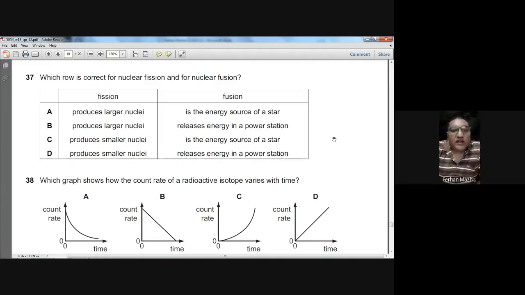It produces smaller nuclei. But in fusion, the opposite happens. Two small hydrogen nuclei, for example, come together, they fuse with each other, and they make a large nucleus of helium. This process is called fusion, and a lot of energy is produced in it. This is happening on the sun and on other stars. So this is the energy source of stars. So the correct option is C. Fusion produces larger nuclei, and fusion is the energy source of a star or sun. So C is the option for question number 37.